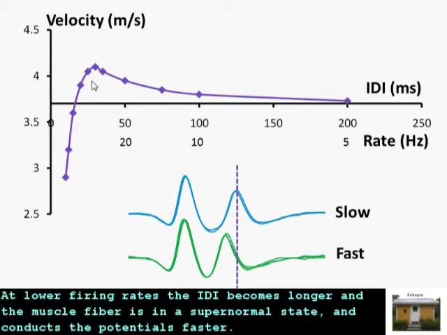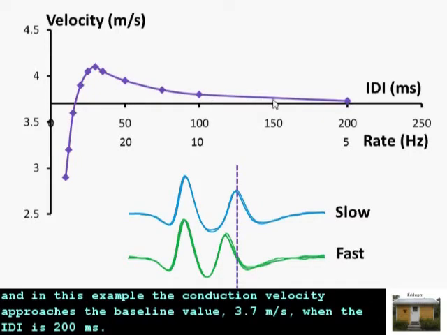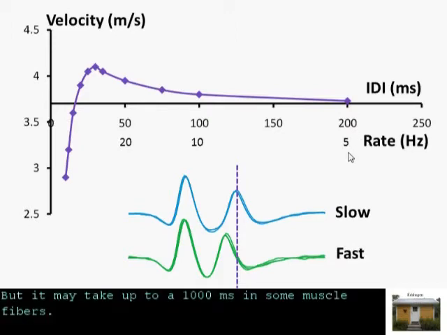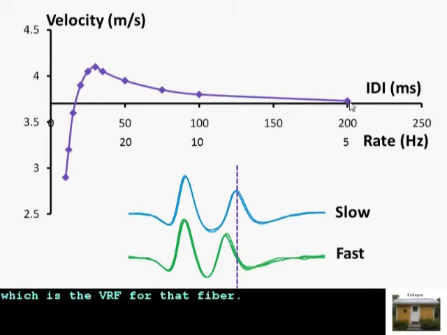At lower firing rates, the IDI becomes longer and the muscle fiber is in a supernormal state and conducts the potentials faster. The supernormal state decreases as the firing rate slows further, and in this example, the conduction velocity approaches the baseline value, 3.7 meters per second, when the IDI is 200 milliseconds. But it may take up to 1,000 milliseconds in some muscle fibers. The relationship between the IDI and the action potential velocity in this muscle fiber is described by this curve, which is the VRF for that fiber.